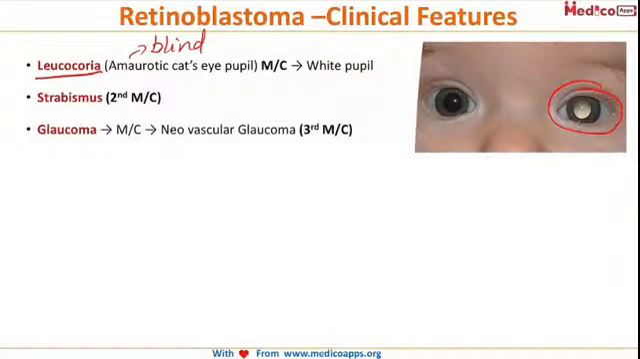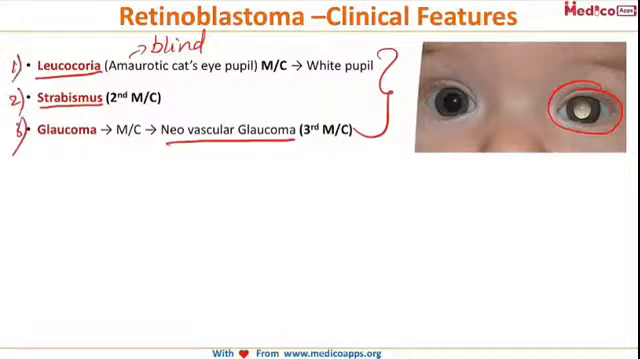Now the second most common presenting feature is strabismus. There is a squinting of the eye because of the lack of usage, because the retinoblastoma is blocking the visual axis. So that eye is not being used, hence it becomes a squinting eye. Okay, the third most common presentation is neovascular glaucoma. Please remember all of these. Leucocoria is number 1, followed by strabismus and then neovascular glaucoma.